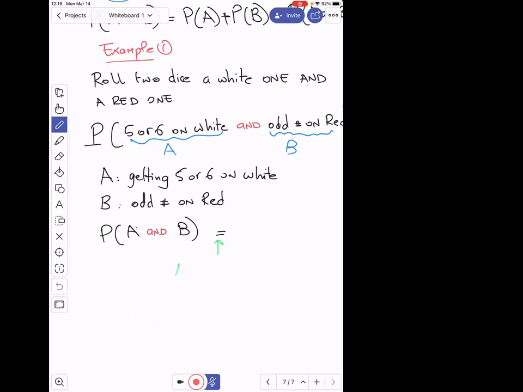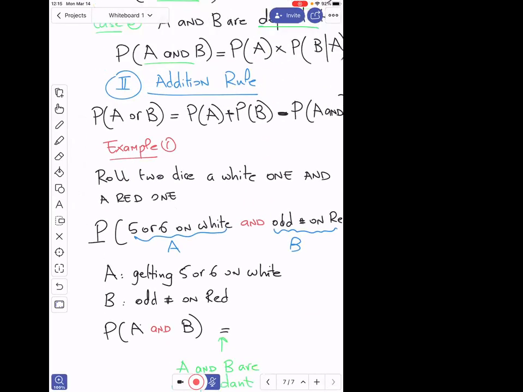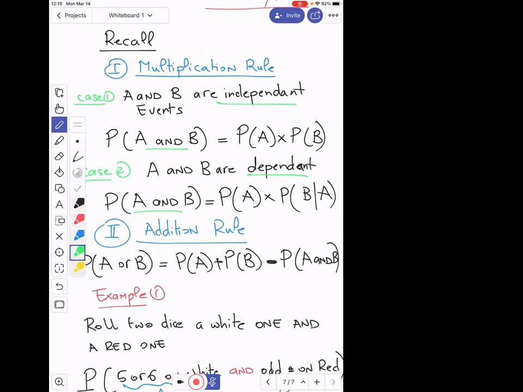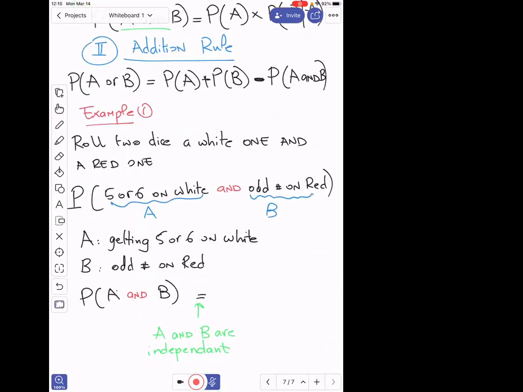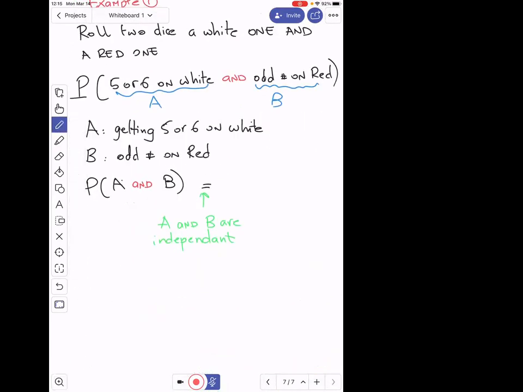So A and B are independent. If they are independent, then we need to apply the first formula right here: the probability of A and B is the probability of A times the probability of B. Now we need to compute the probability of A, and we need to find the probability of B.